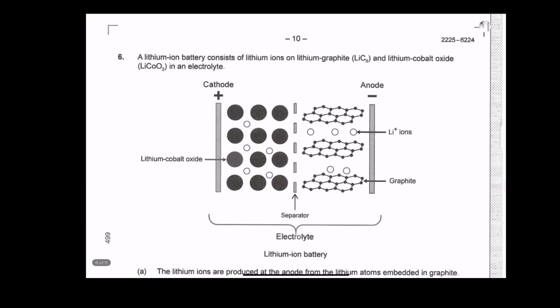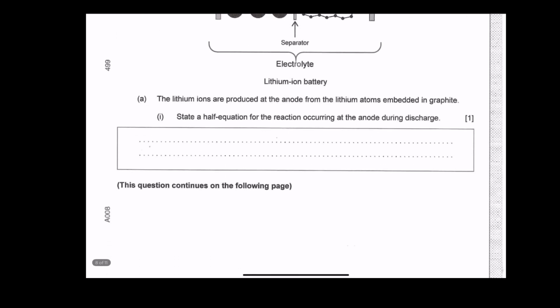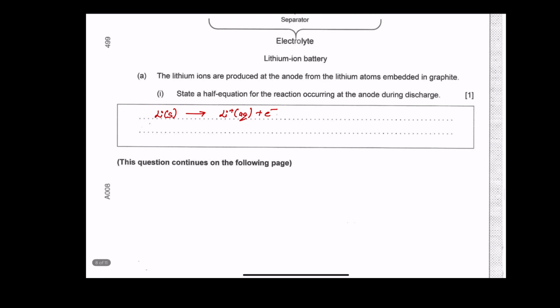Now the next question. We have a lithium-ion battery which consists of lithium ions and lithium graphite. Part A says that lithium ions are produced at the anode from lithium atoms embedded in graphite. Let us state a half equation for the reaction occurring at the anode during discharge. So lithium solid will lose an electron to form lithium aqueous and release an electron. This is the half reaction at the anode. It also goes with the fact that at the anode there is oxidation and at the cathode there is reduction.